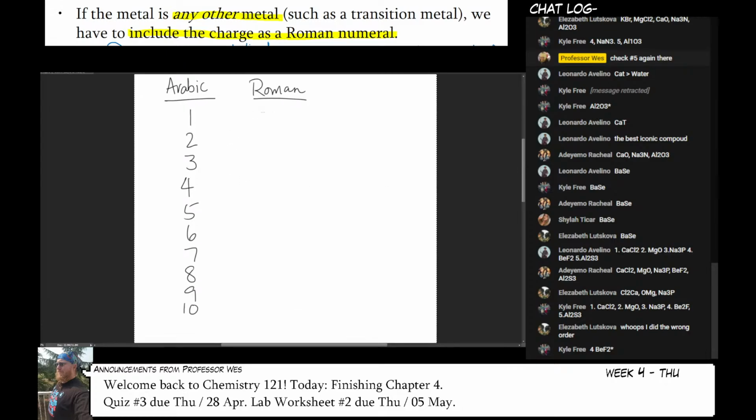So in Roman numerals, 1 is just I, 2 is II, 3 is III, 4 is IV, 5 is V, and you can already see how stupid this is, right? This is how the Roman Empire fell. Their numbering system didn't hold up to the test of time. 6 is VI, 7 is VII, 8 is VIII, 9 is IX, and then 10 is X.